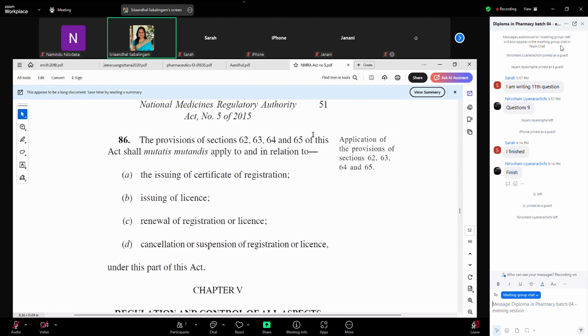So the provisions of sections 62, 63, 64, 65 of this act will apply mutatis mutandis. If you check 62, 63, 64 and 65, I think these are the same rules that applied for the medicines in chapter 4, right? So they are the same thing and they will be applied to medical devices as well. That is what is mentioned by this section 86.